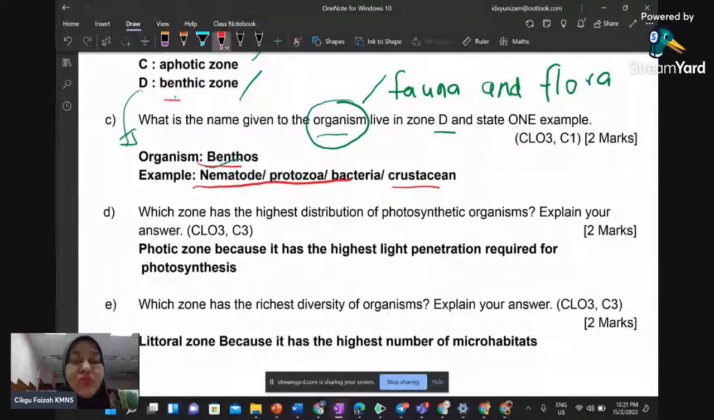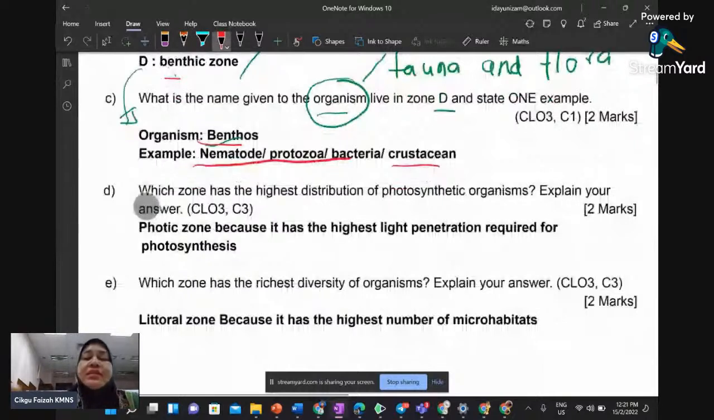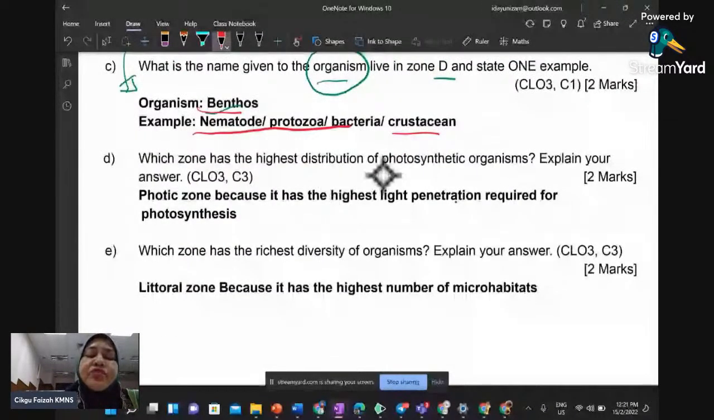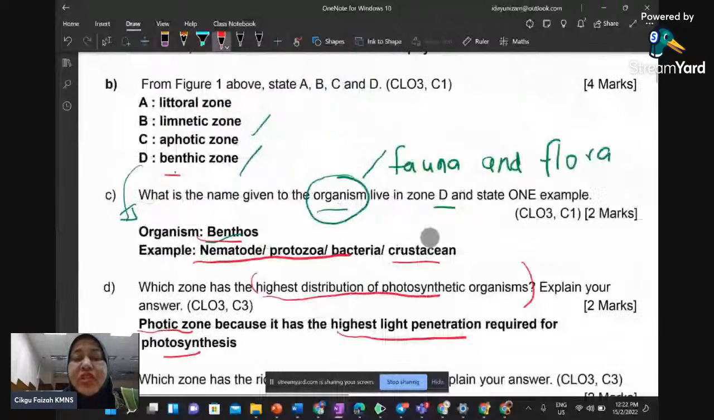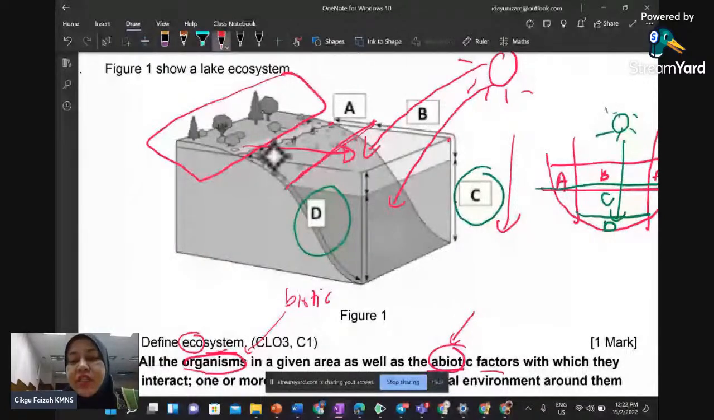Okay, next, antara banyak-banyak zone, mana yang highest distribution of photosynthesis? Meaning zone itu paling tinggi, kalau kamu cari organism kat situlah paling banyak organism. Right? So the zone that has the highest distribution of photosynthetic organisms is the photic zone. Okay, why? Because highest light penetration is required for photosynthesis. Right? Photic zone. So where is the photic zone, class? Kalau tengok kat sini, photic zone is yang expose kepada cahaya matahari atas ni. Inilah photic zone cikgu label yang cikgu lorekkan ni.